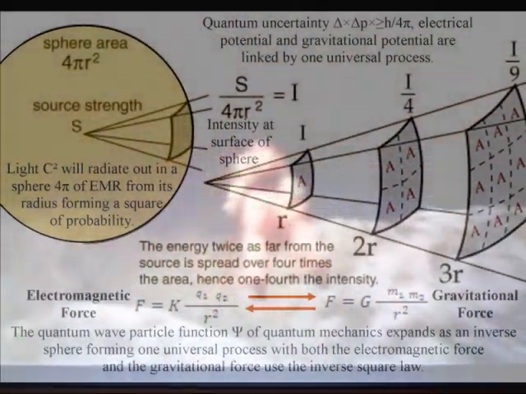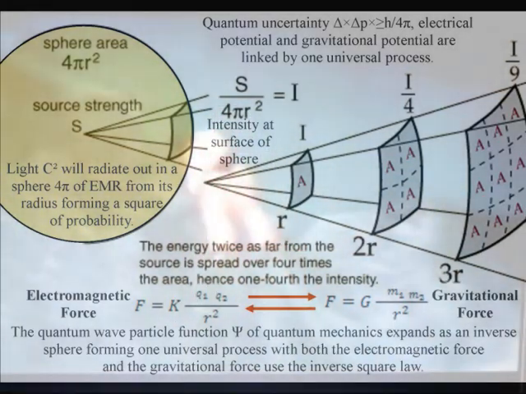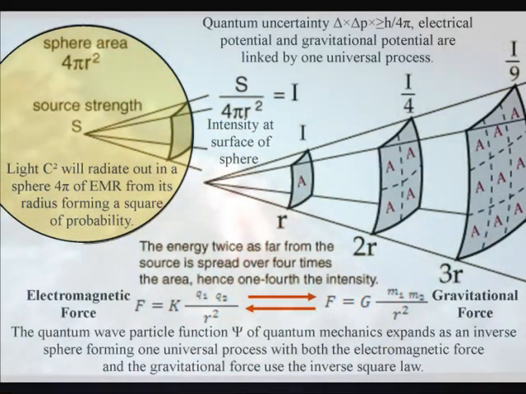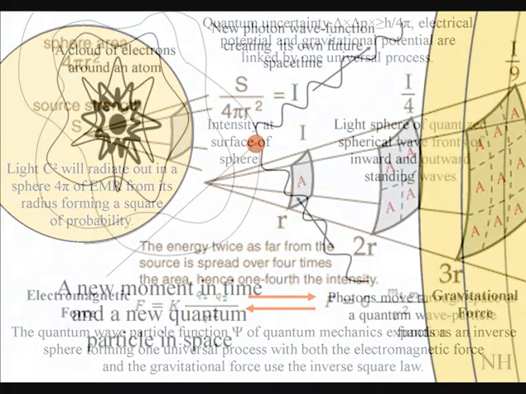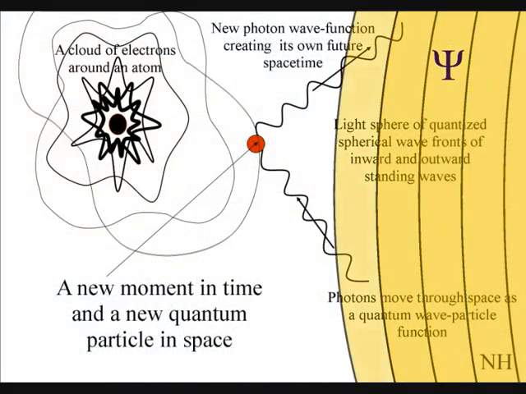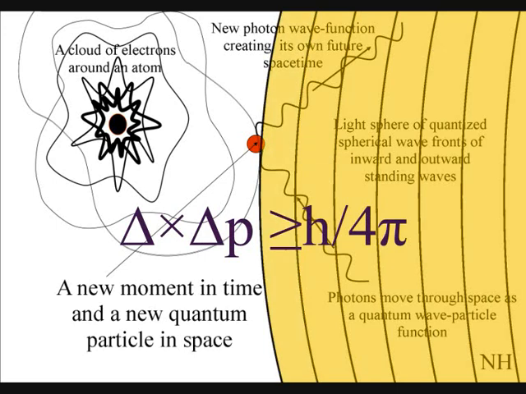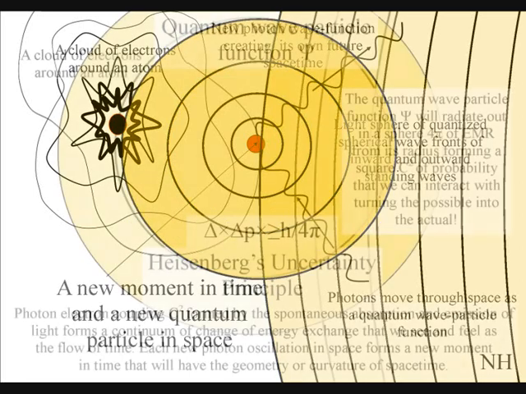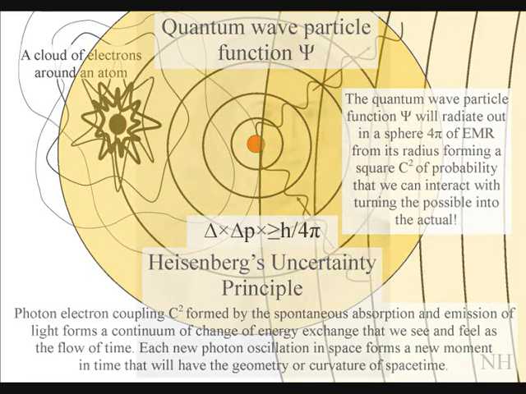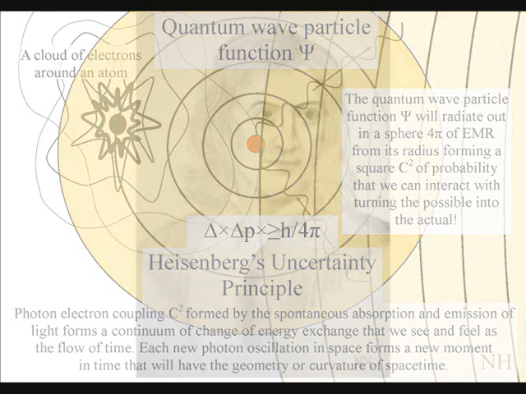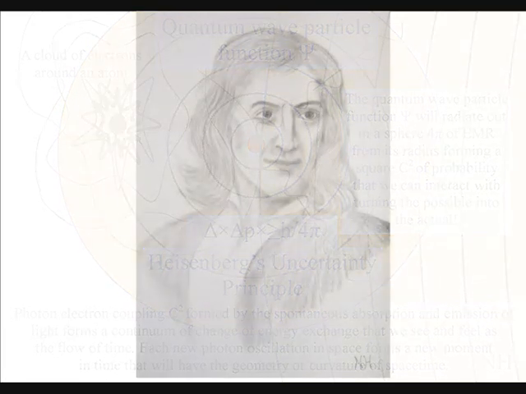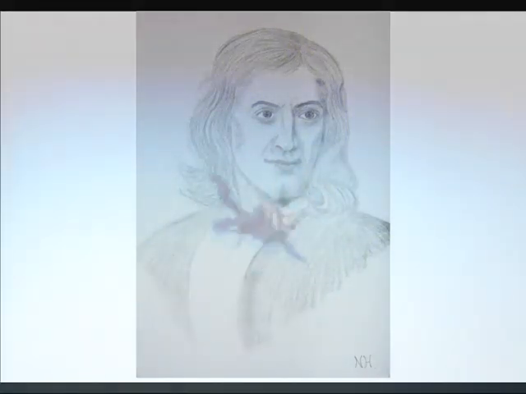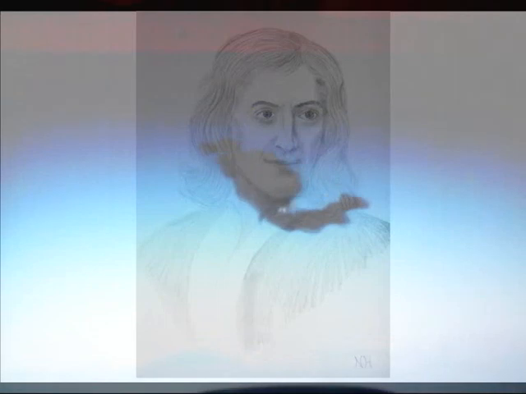The gravitational field will work at the speed of light because it is an integral part of one universal process with the electromagnetic force. We have one universal process that begins with the quantum wave particle function, or probability function of quantum mechanics, expanding out as an inverse sphere, and ends with the inverse square law of gravity and Newton's third law of motion: to every action there is an equal and opposite reaction. Gravity is the opposite reaction to the atoms radiating quantized spherical wavefronts of electromagnetic radiation.